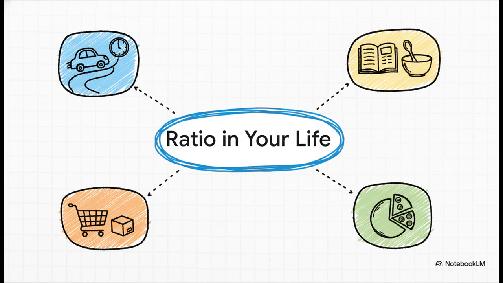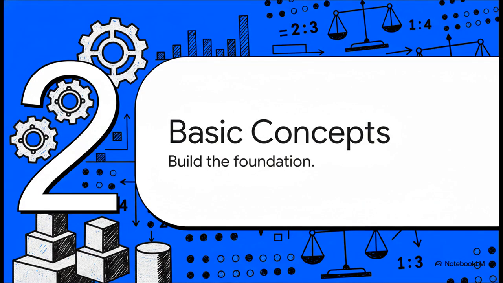And this isn't just about pistachios, right? It's literally everywhere. Need to double a recipe? That's a direct proportion. Trying to figure out how long a road trip's going to take based on your speed? That's all about ratios. It's one of those fundamental things we use to make sense of the world around us. All right, so to really get good at this, we've got to build a solid foundation. Let's get super clear on what ratio and proportion actually mean.